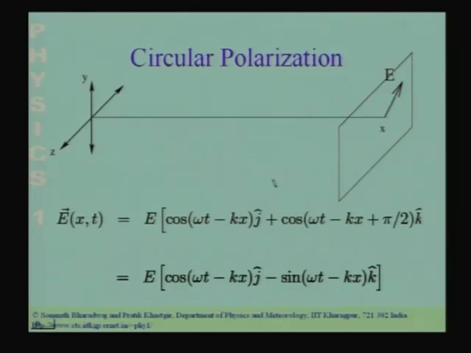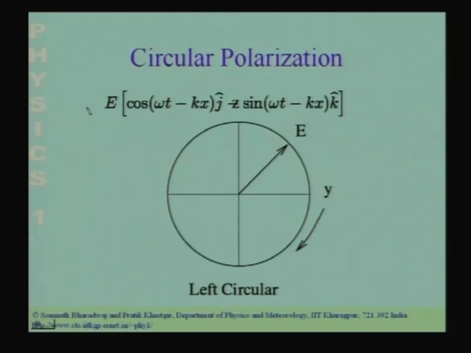So, what we see is that if I put an extra phase of pi by 2 to the current being fed into this dipole, which is along the z direction, then the electric field along the y axis oscillates as cos omega t minus k x, whereas the electric field along the z axis oscillates as sin omega t minus k x with the minus sign over here. So, now let us look at the behavior of the electric field with time at a fixed point x, and again we will choose x so that k x is a multiple of 2 pi. So, what you have is the electric field is E cos omega t into j minus sin omega t into k. So, let us plot the behavior of this.